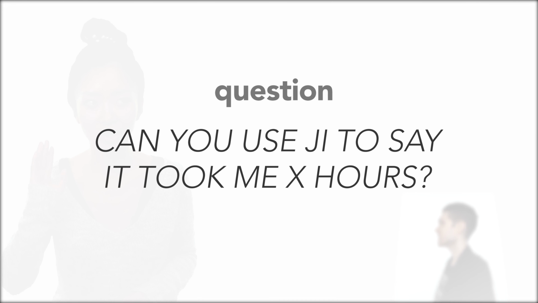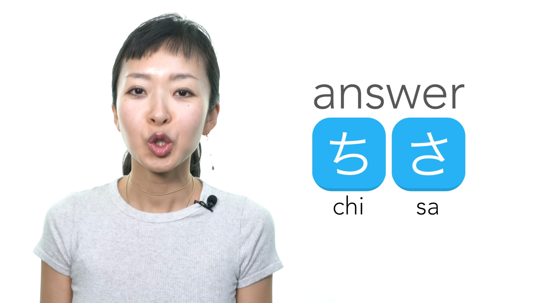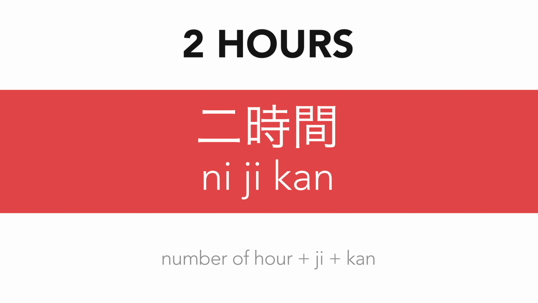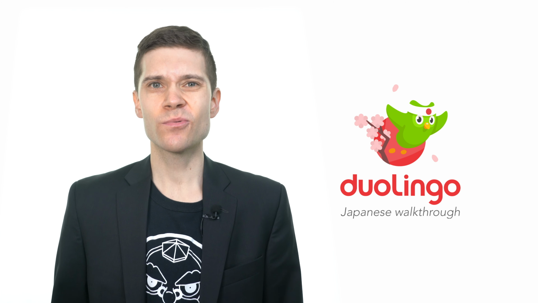Can you use ji to say like 3 hours, 2 hours, as in it took me 2 hours? So only it's in use of time. So to say 2 hours like you asked, it is 2時間. So you need to say 時間 after the number. 時間 means hours.